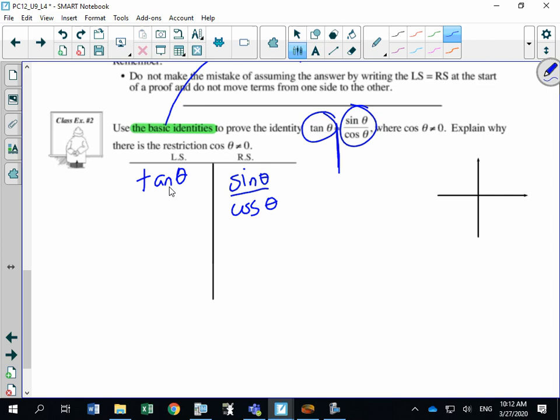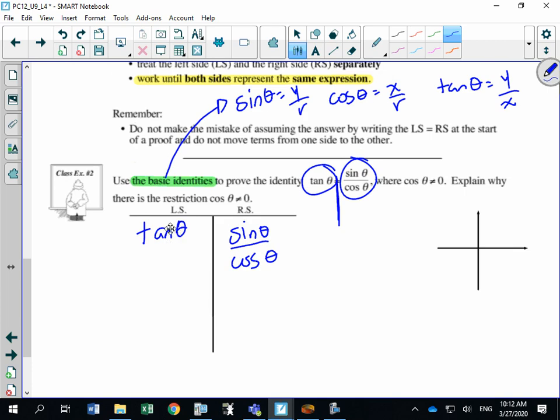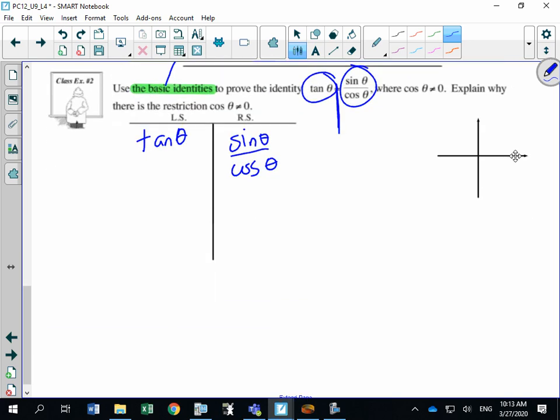Using the basic identities, it's taking out tan theta and saying, well, what is tan theta equal to? Tan theta is equal to y over x, right? So that's using the basic identities. That's what tan theta is equal to. So I get on the left-hand side, y over x.